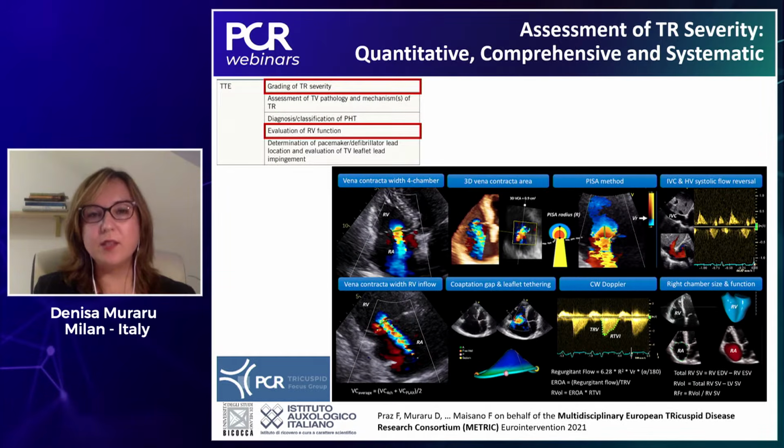How to do that? It is not enough to visualize the TR. We have to measure and provide not only all the parameters that have been recommended by the guidelines, but also have a more detailed analysis like 3D vena contracta area, which accounts for the asymmetry of the regurgitant orifice. And we know that single dimensions of the vena contracta may be misleading, and we should make an effort to provide biplane average of the vena contracta and also indirect signs of Doppler for assessing the severity of TR.